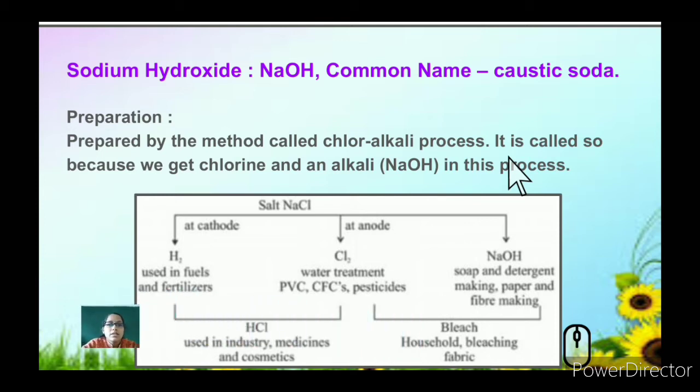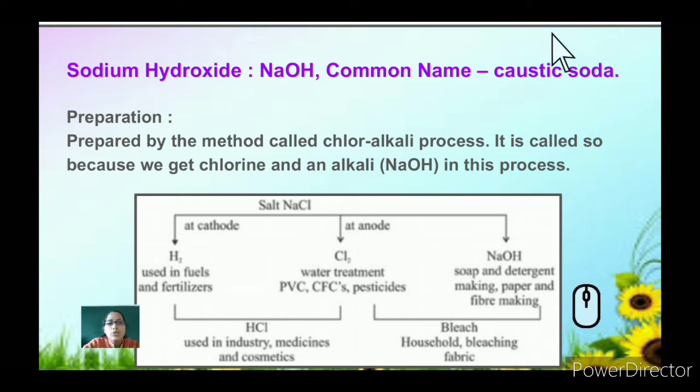So let's understand now the preparation of another compound, sodium hydroxide. Its chemical formula is NaOH. Sodium stands for Na, hydroxide stands for OH. So what is the common name for sodium hydroxide? The chemical name is sodium hydroxide, and the common name we use is caustic soda.